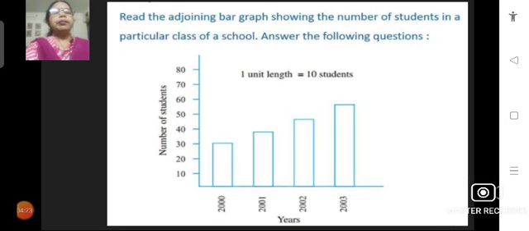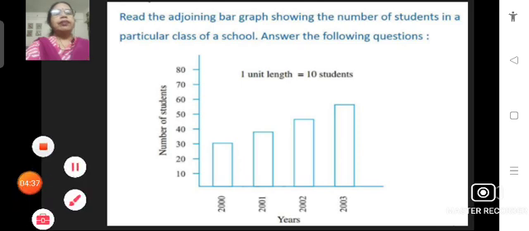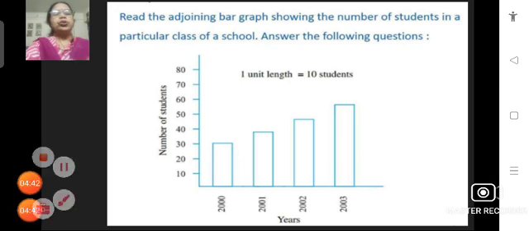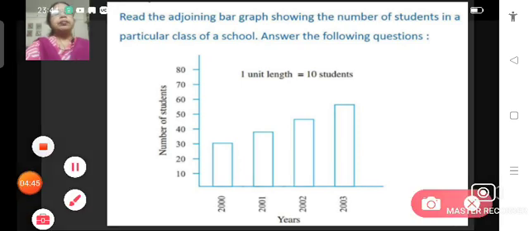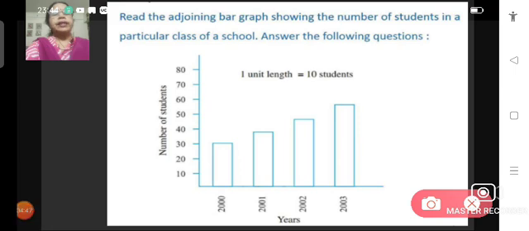Let us look at one more example here. Read the adjoining bar graph showing the number of students in a particular class of a school. Answer the following questions. So, here we have the number of students in a particular class of a school. This is a vertical bar graph. Along the y-axis, we have taken the number of students and the years along the x-axis. Now, 1 unit length here is equal to 10 students.